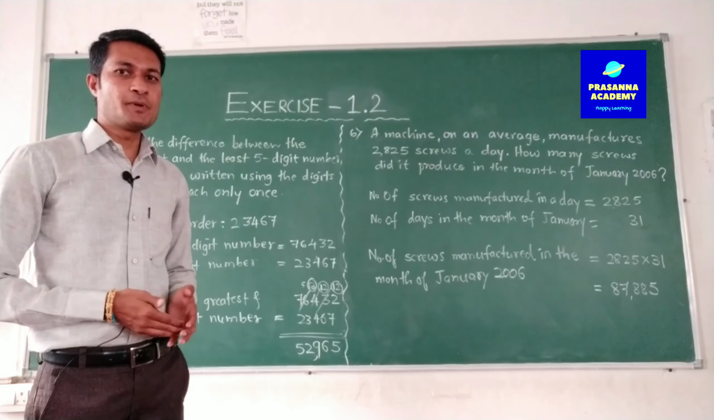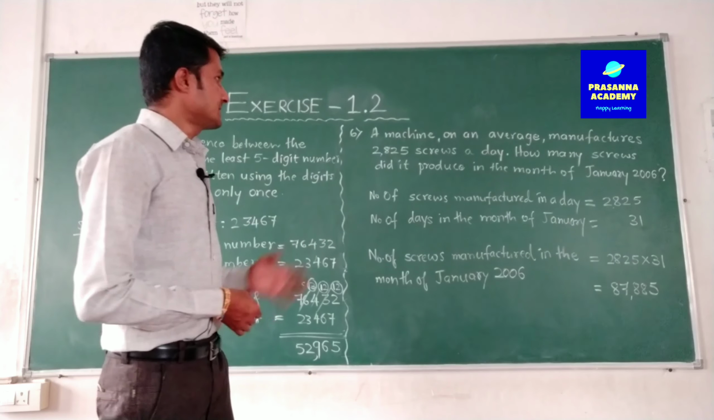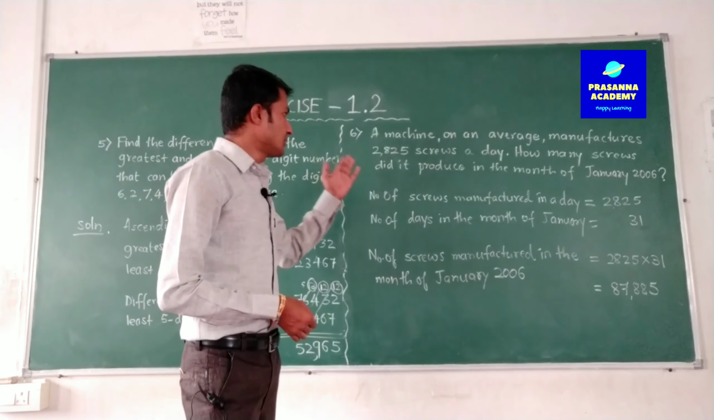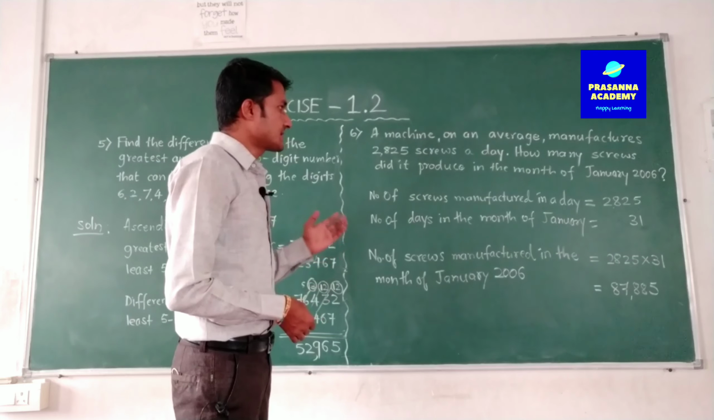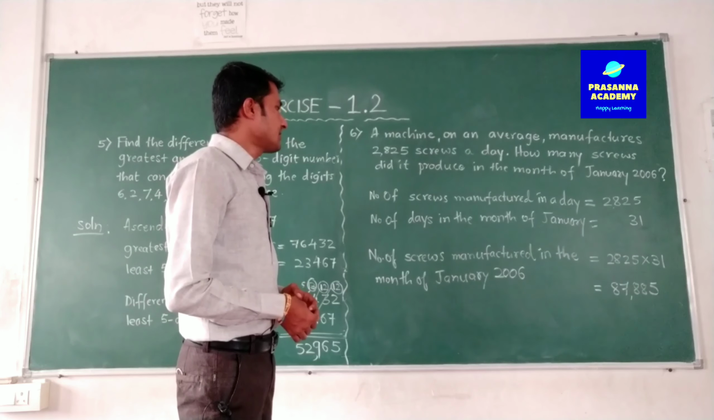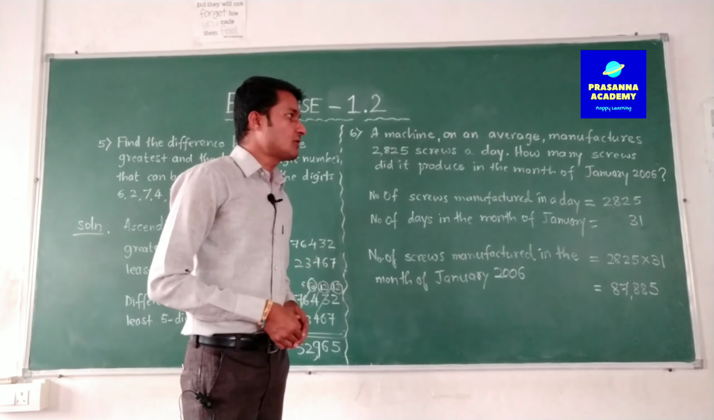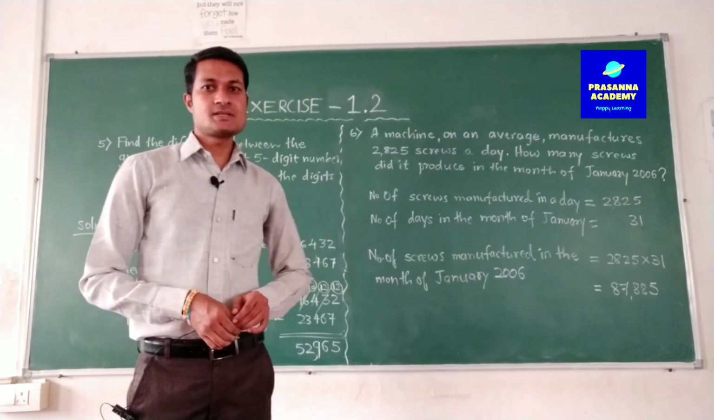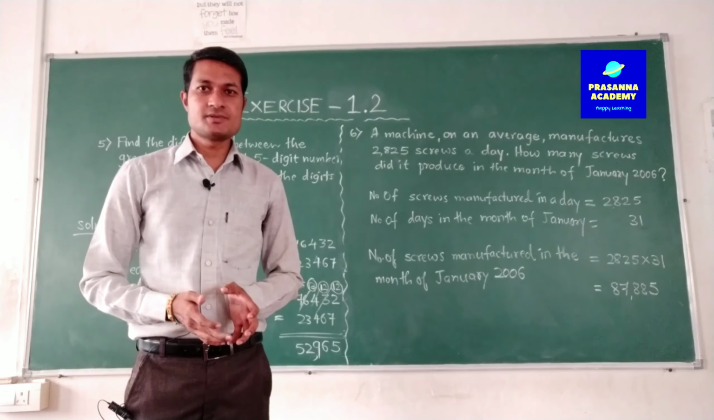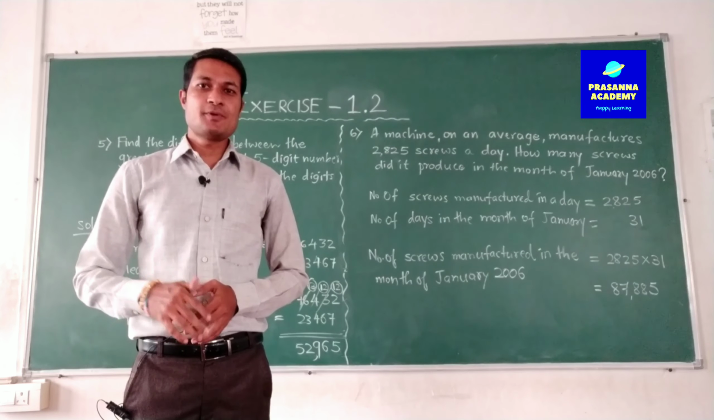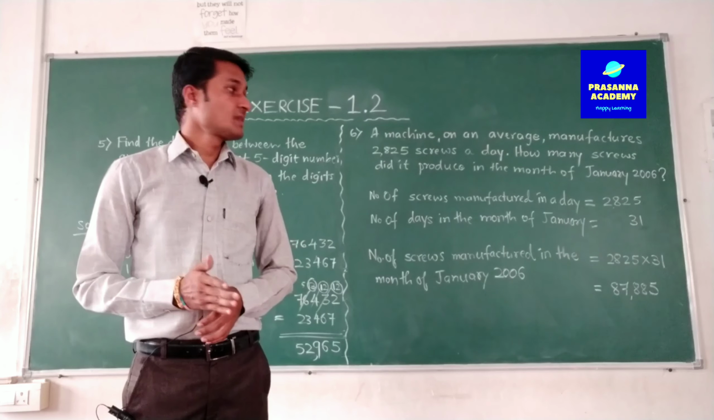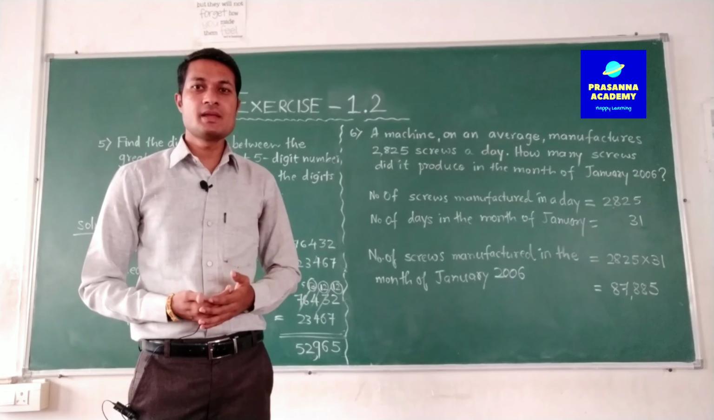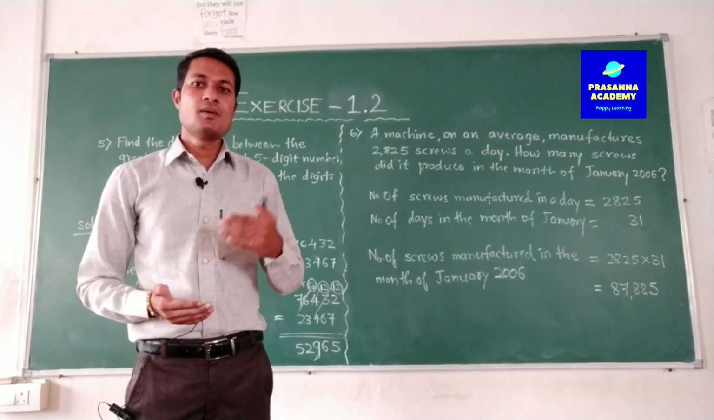So let's jump into the next question, that is the sixth one. A machine on an average manufactures 2,825 screws a day. How many screws did it produce in the month of January 2006? So there is a machine, it is producing some screws on a daily basis. It produces some screws every day. So in the month of January of 2006, how many screws will that machine produce?